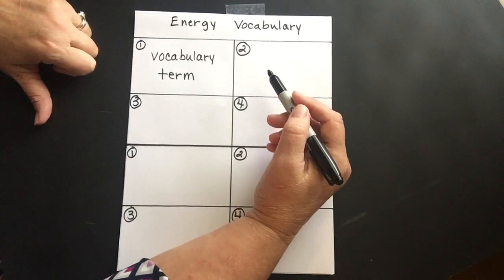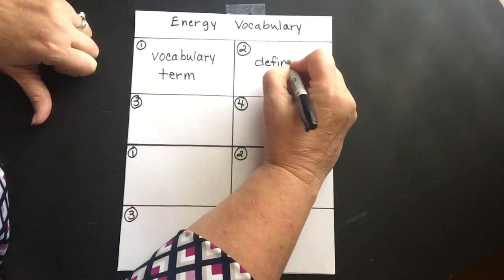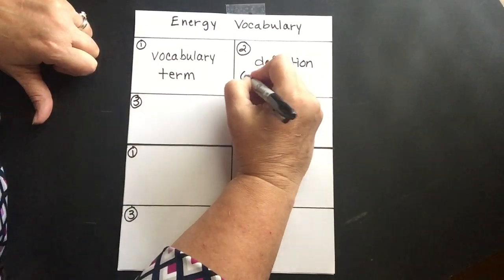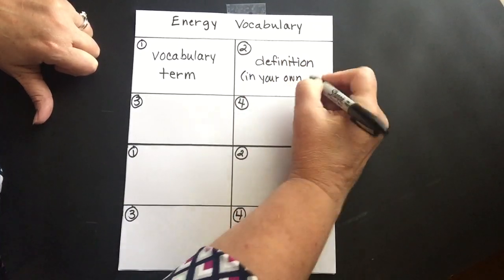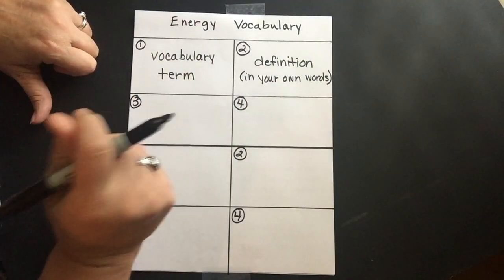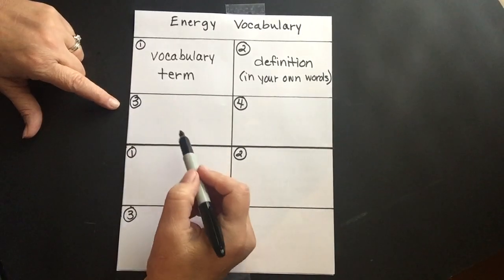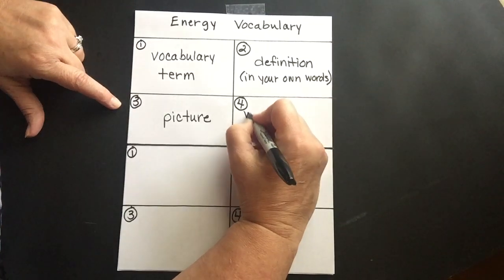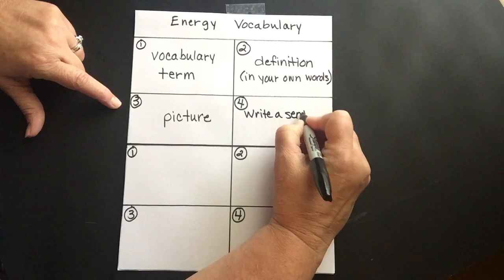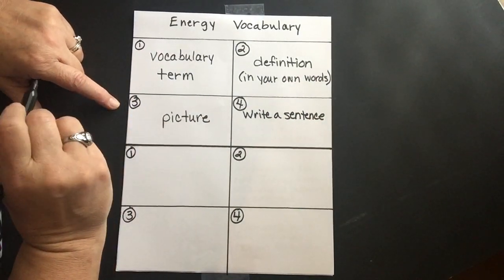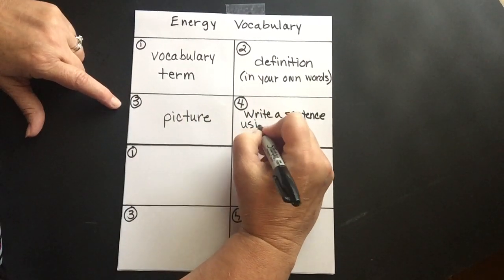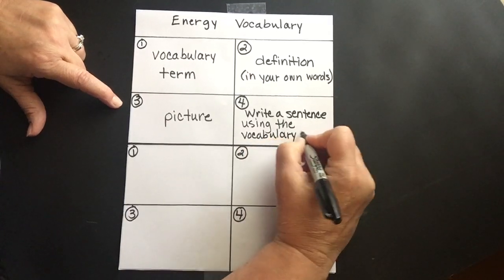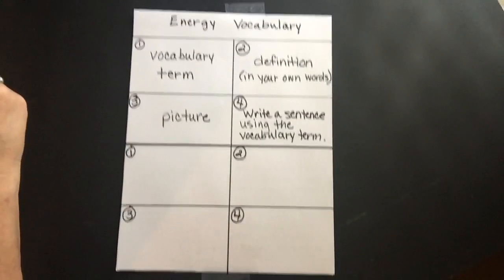Now we're going to move on to box 2, and that is going to be the definition of that term. You will use your resources, you have many of them, to look up and find the definition for your term, and then you're going to put that definition in your own words. It needs to be in your own words or it will not make sense to you and help you learn that term. Okay, box number 3 will always be a picture that shows us what the term means. And finally, box number 4 will be where you write a sentence using that vocabulary term. If you can use it in a sentence, you're a lot closer to knowing what that word means. And that's all you need to do for your Foursquare vocabulary entries.